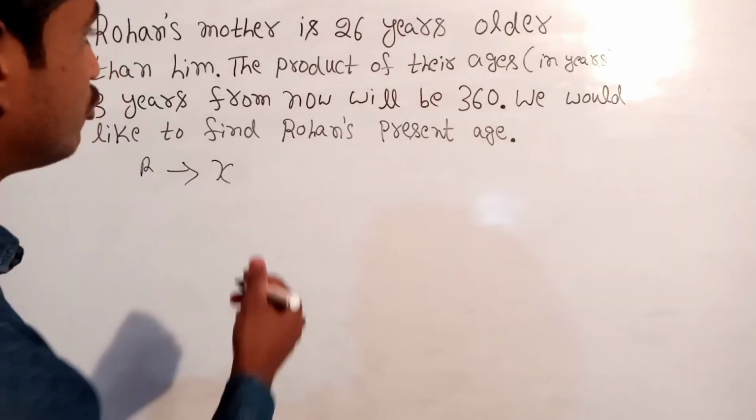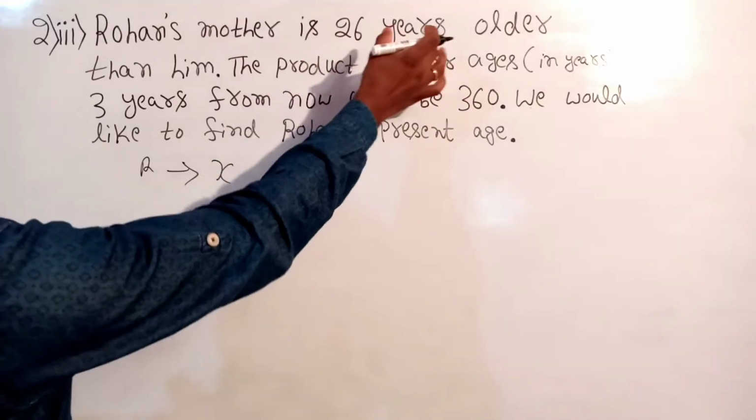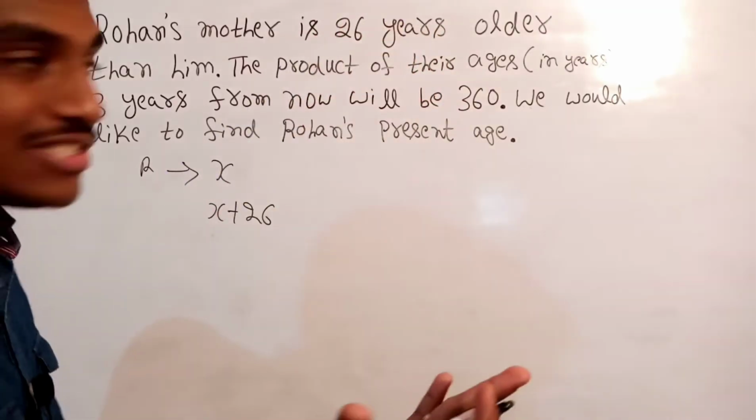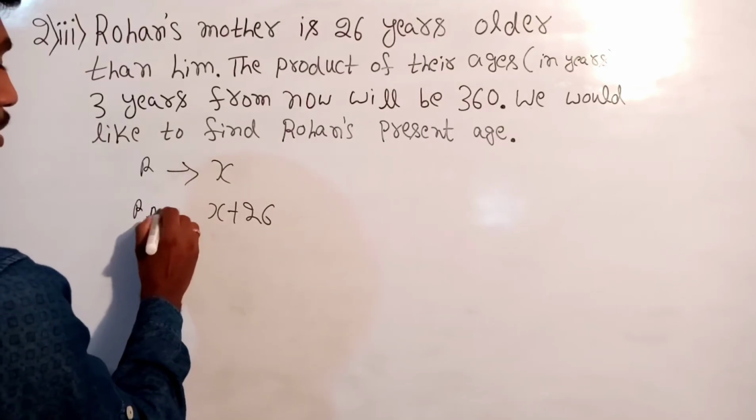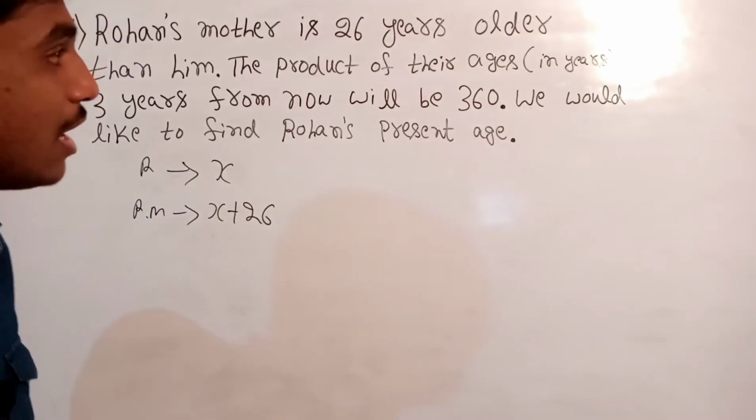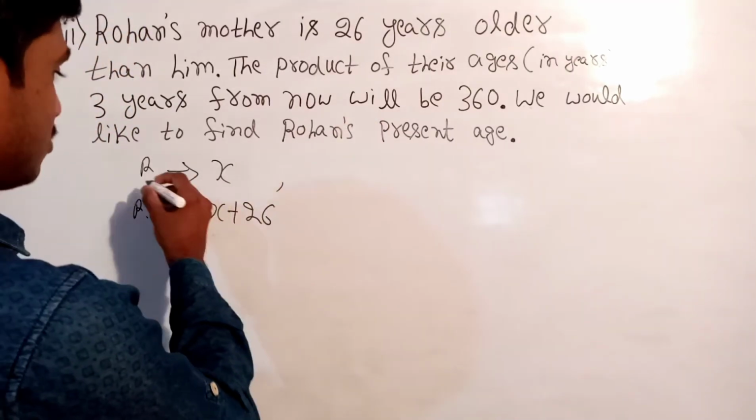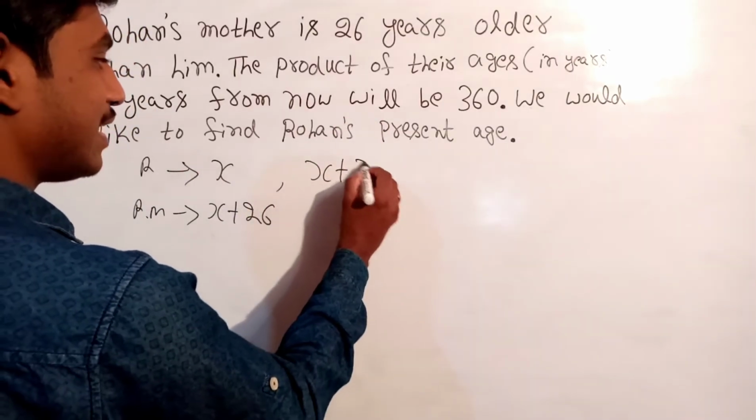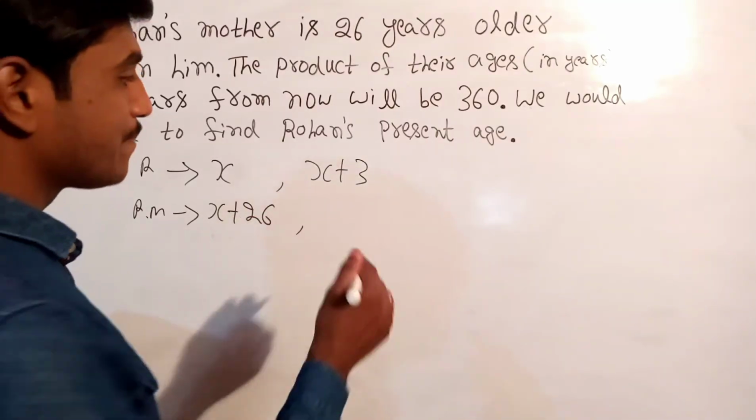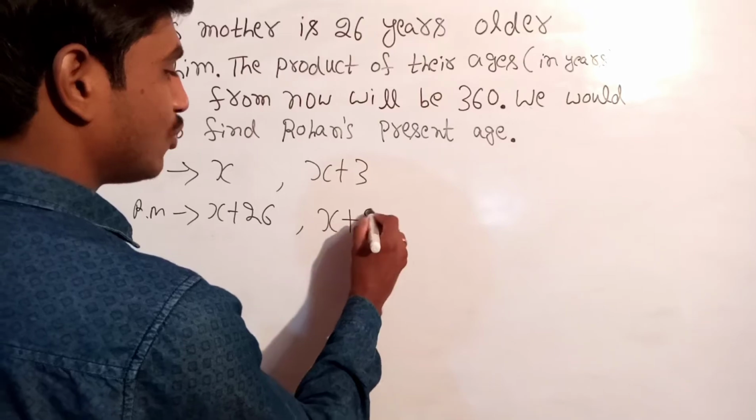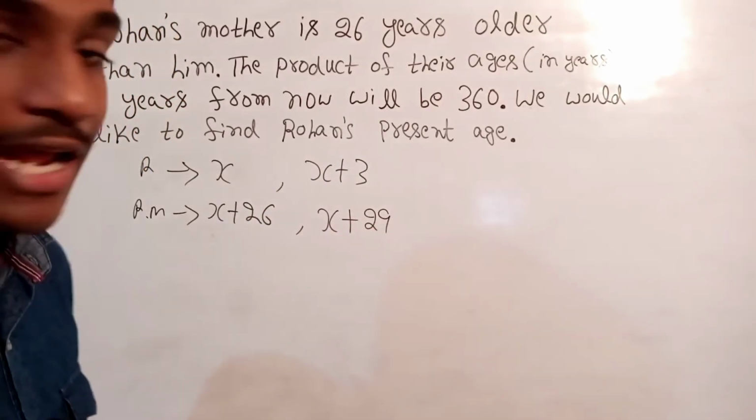His mother age will be x plus 26 because Rohan's mother is 26 years older. So Rohan's mother's age is x plus 26. Now here they have asked 3 years from now. So 3 years from now means Rohan's age will be x plus 3, whereas his mother's age will be x plus 26 plus 3, which will be x plus 29. X plus 26 we need to add 3, so x plus 29.